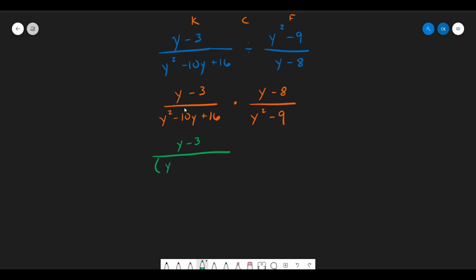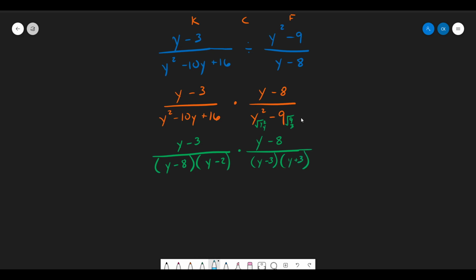So this is going to be factored to be y minus 8, y minus 2, times the y minus 8 is just going to stay as y minus 8. You can't factor that. And then the y squared minus 9, this can be factored. This can be factored by the difference of squares. Remember, if I can take the square root of both of these and get a perfect square, which I do, then that can be factored as y minus 3, y plus 3.